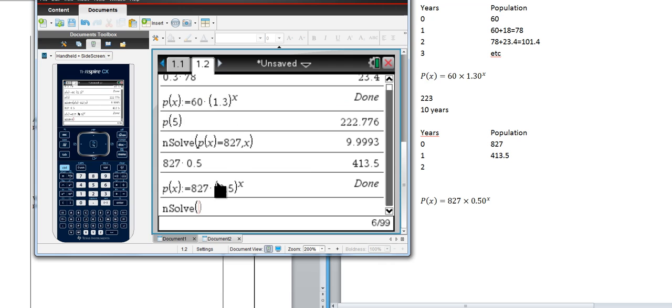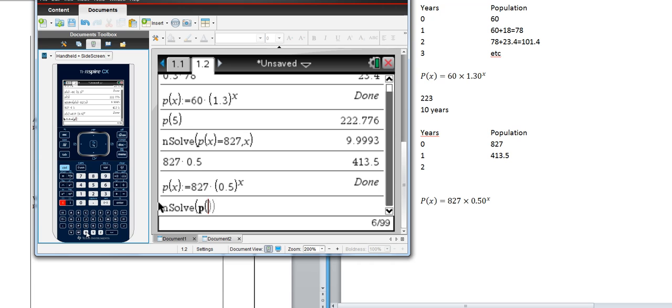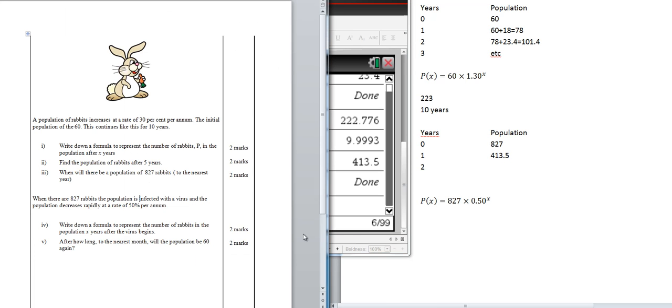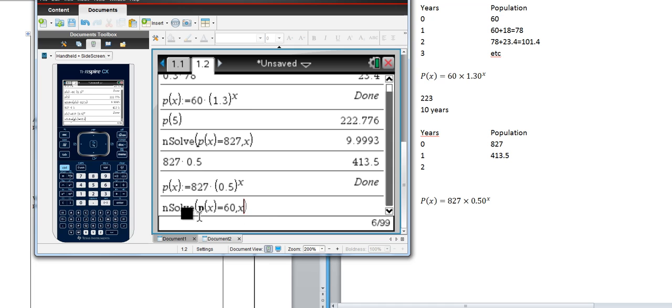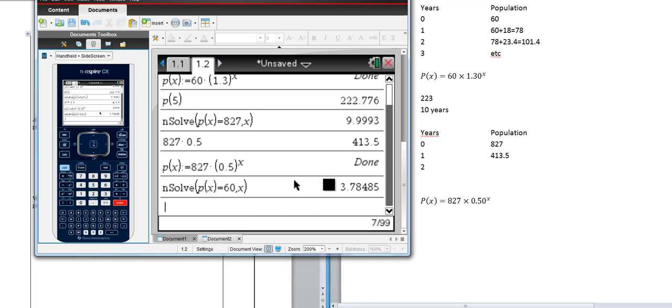Then algebra, when is p of x equal to 60, right? Comma x. Let's make sure. Yes, 60. Okay. So let's see. After about 4 years.